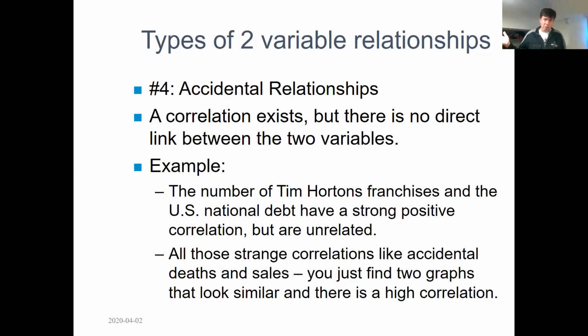So the examples here are endless. Pick two graphs that look the same, do the R value between those two, and you will instantly have an accidental relationship if there's no logical link between the variables.